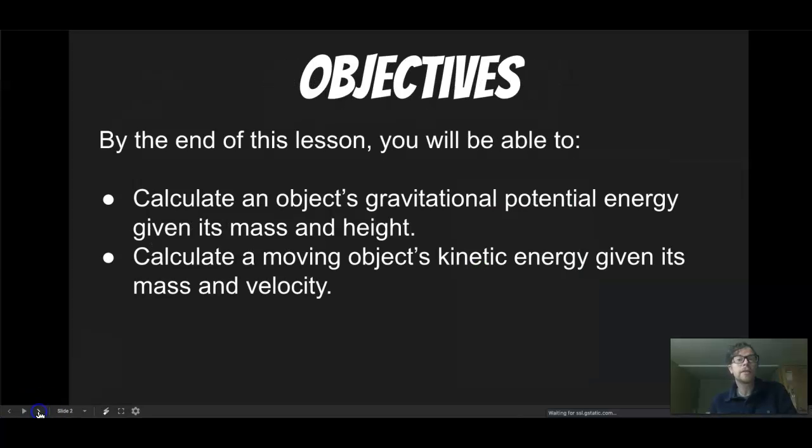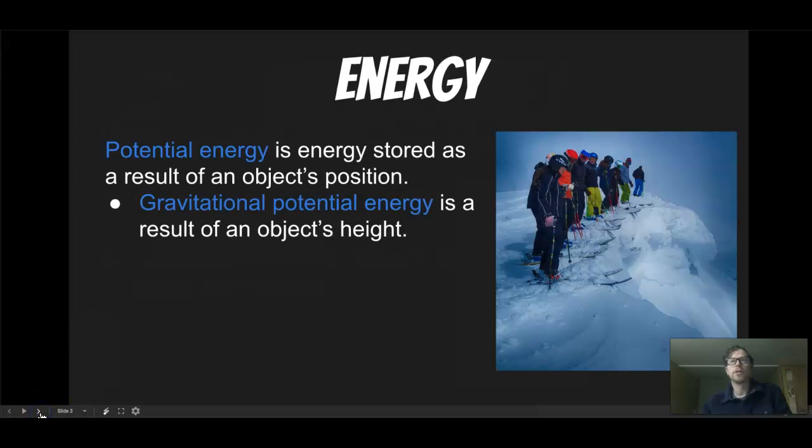Okay, what's the purpose of this video? By the end of this lesson, you should be able to calculate an object's gravitational potential energy, given its mass and height, and to calculate a moving object's kinetic energy given its mass and velocity. So check it out. As a reminder, what is potential energy?